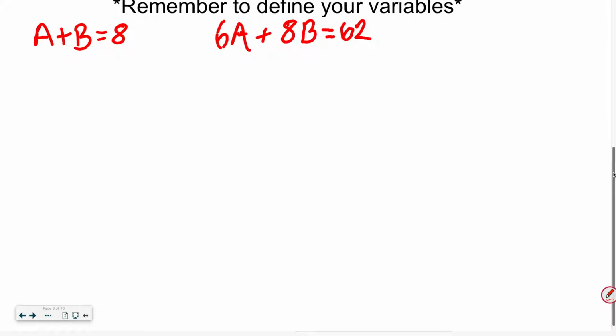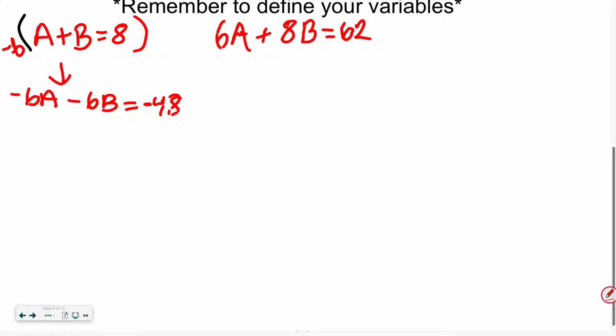So what I did was the first equation, A plus B equals 8. I multiplied it by negative 6. Why did we multiply the whole equation by negative 6? To get rid of the A. Because when we add them together, what do we have now? What's in the equation? Negative 6A minus 6B equals negative 48. Notice we multiply every term, the entire equation, both sides of the equal sign.